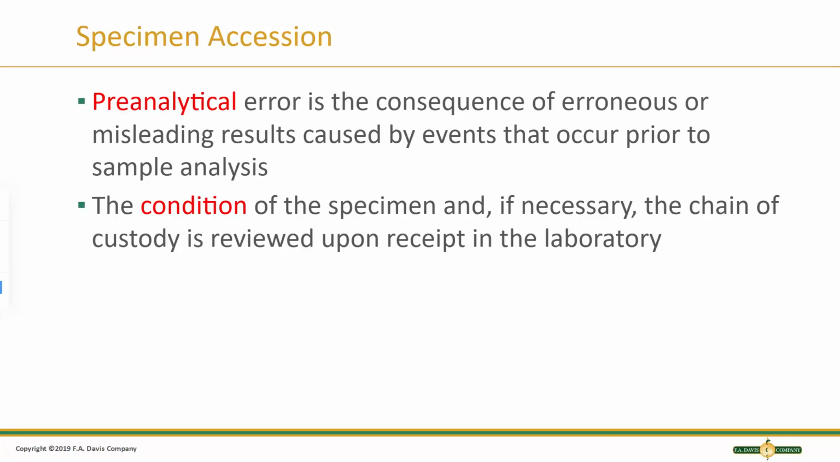Specimen accession. So pre-analytical error is the consequence of erroneous or misleading results caused by events that occur prior to sample analysis. The condition of the specimen and, if necessary, the chain of custody is reviewed upon receipt in the laboratory. Chain of custody, that can come in a variety of different forms, like if we're doing molecular testing for paternity or a criminal case or forensics or that type of stuff. So then we would look at the chain of custody.